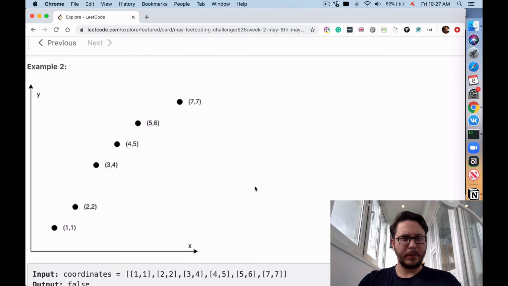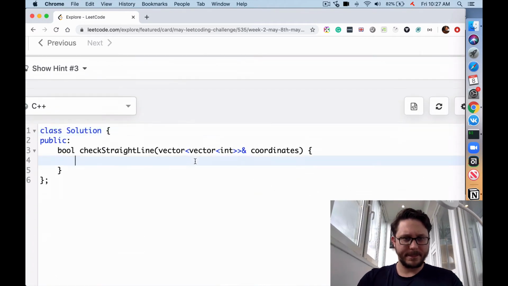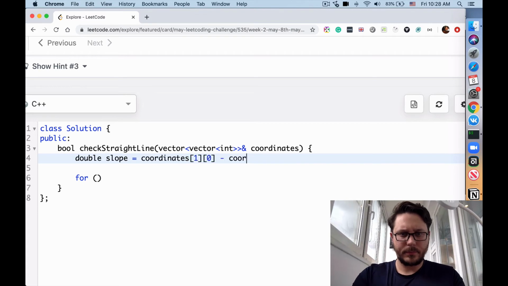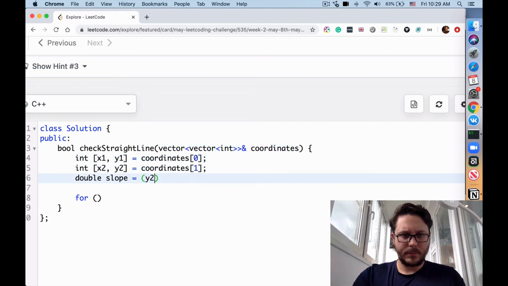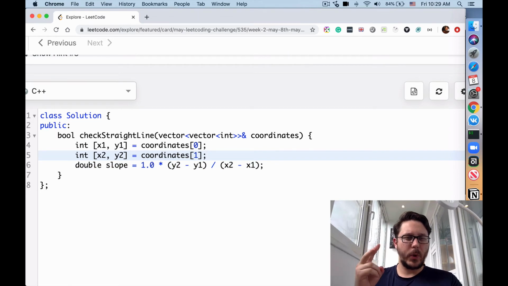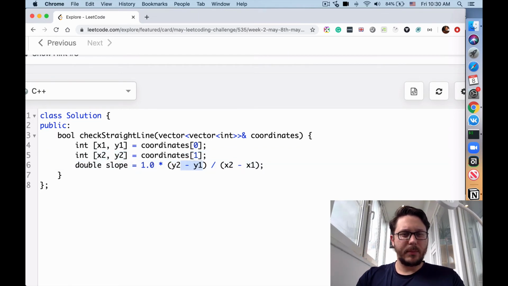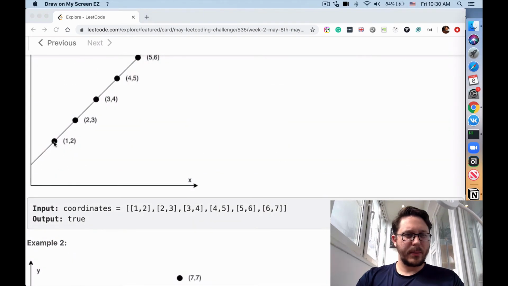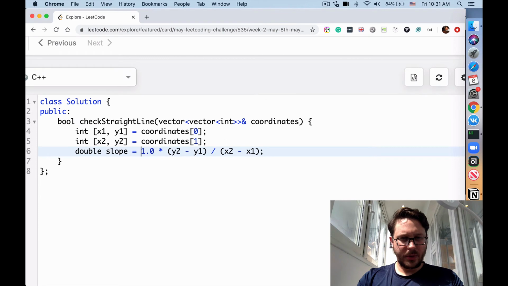And now, let's implement it. At the very first step, we have 2 points, and we can compute the slope as follows. Actually, let's take a look at the plot once again. The slope can be computed as the ratio of this side to this side of this triangle. That's how we can compute the slope. So that's exactly what I'm doing here. I just computed the slope. 1.0 is to cast this to double, since it's not an integer value anymore.